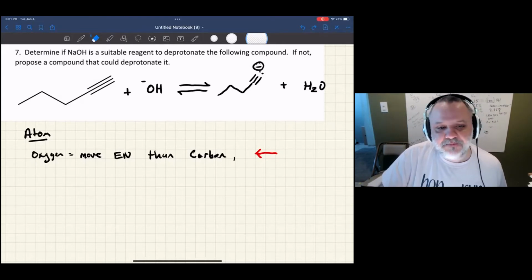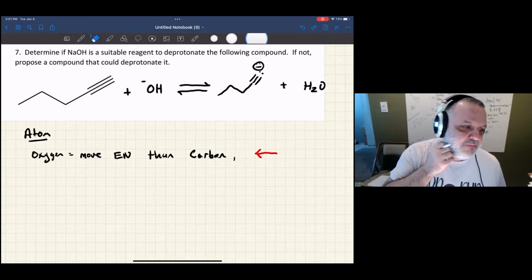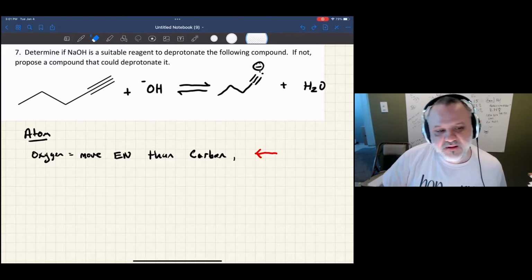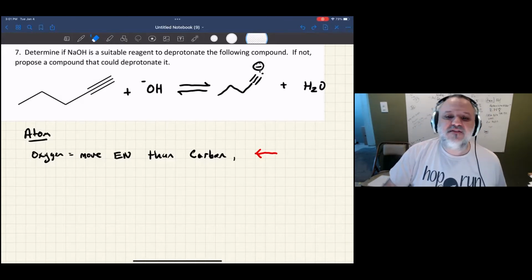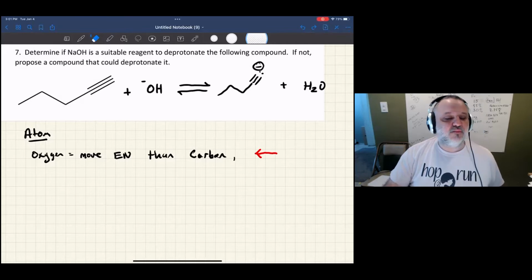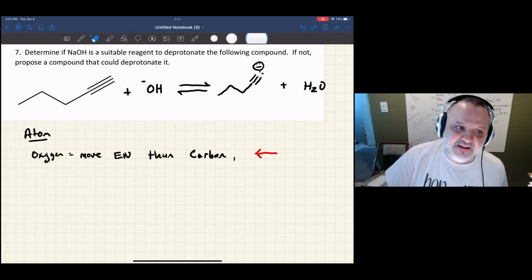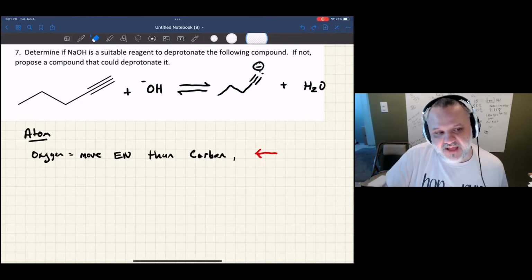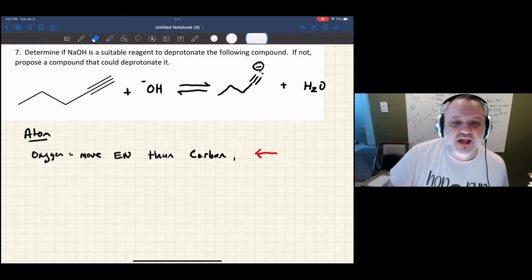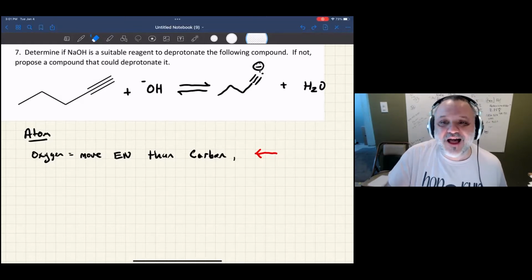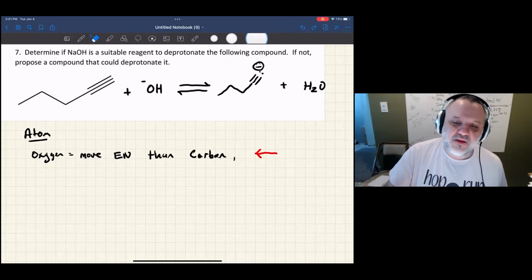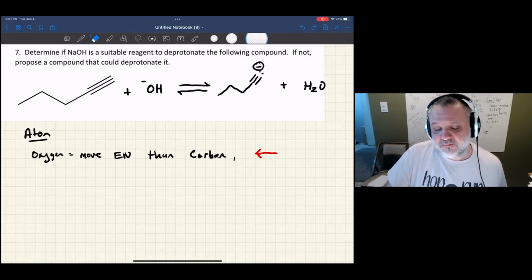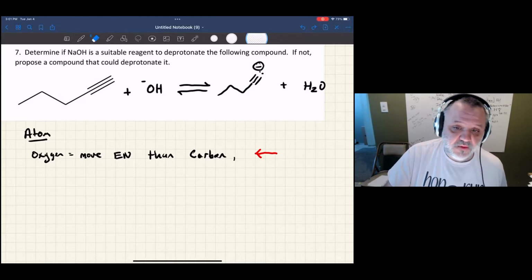If I look at the atom, and generally that's the most important thing, oxygen is more electronegative than carbon. And so what this tells me is that the reaction would favor the reactants, because if oxygen is the more stable conjugate base, that means water is the stronger acid. So the alkanide ion would be the weak, or the alkyne would be the weaker acid. So again, that tells us that the reaction would be reactant favored.